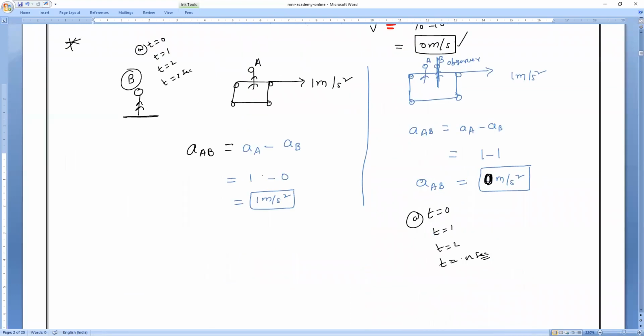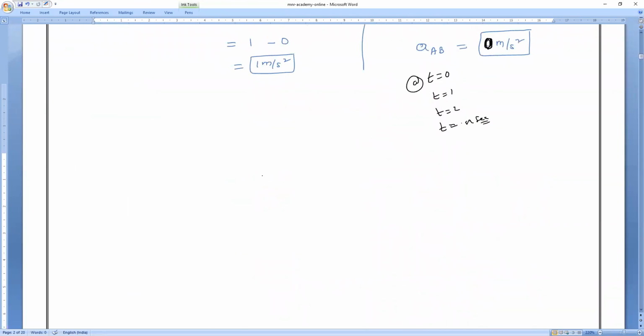Clear? Understand? So, is time dependent on the frame of reference, or not dependent on the frame of reference? Not dependent. Very, very important. Time does not depend on the frame of reference. Is it okay, guys?